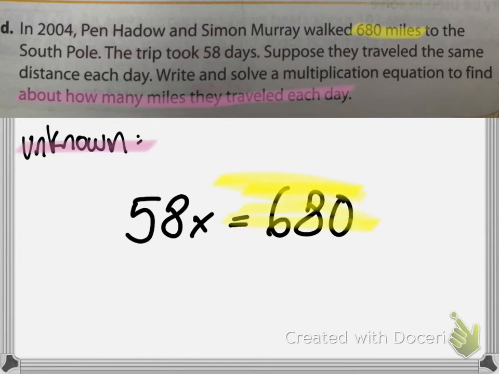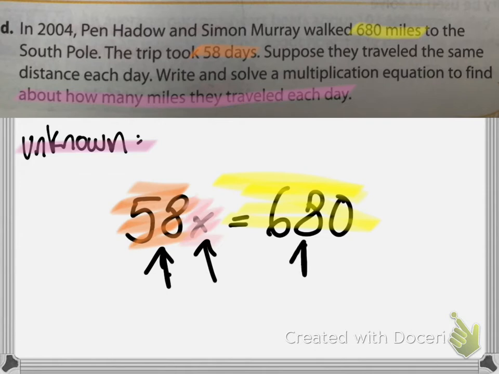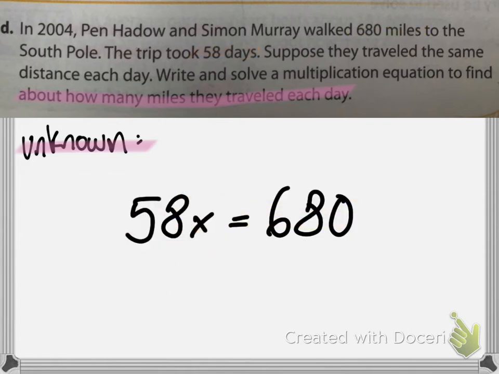Yes. And in the next sentence, it says the trip took 58 days. So 58 days means that's the number you have to multiply with the variable to get the 680. Exactly. It matches. It took 58 days, and we don't know how much they walked each day. So this is the days, that's how much they walked each day, and that's the total.